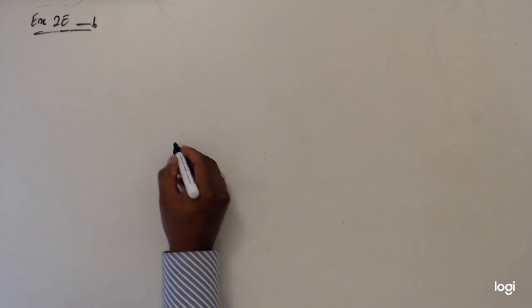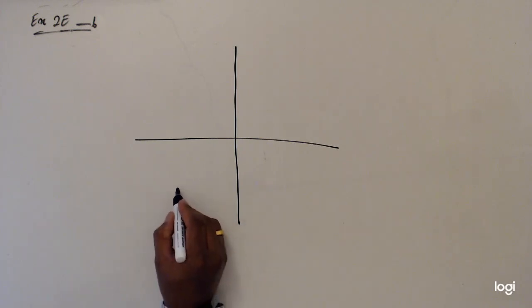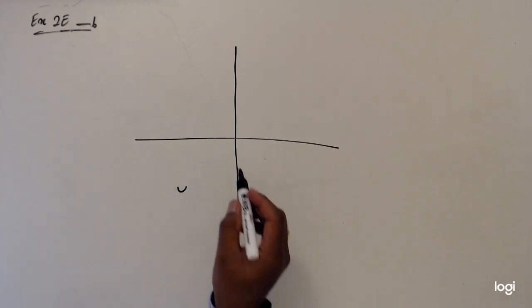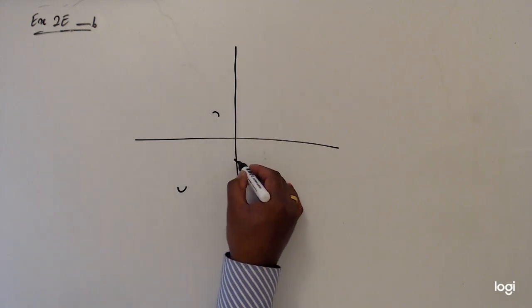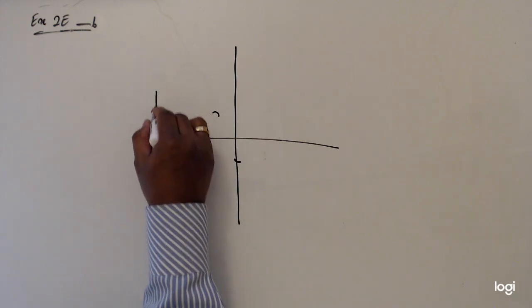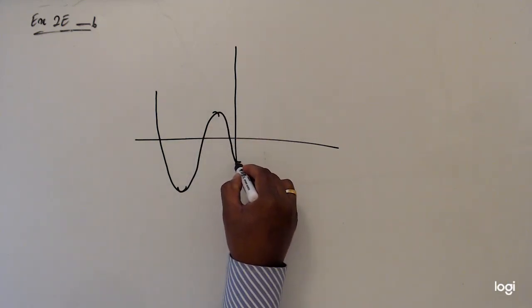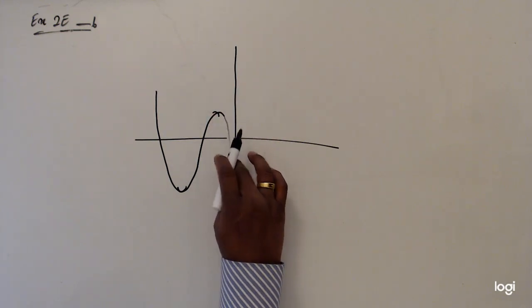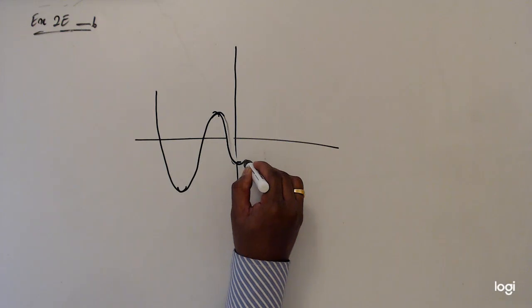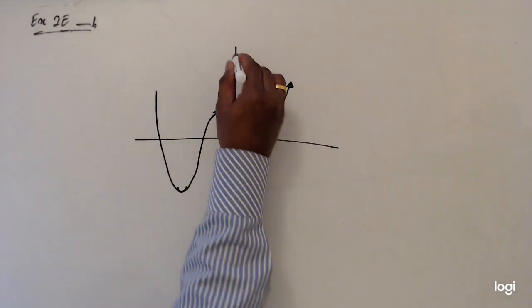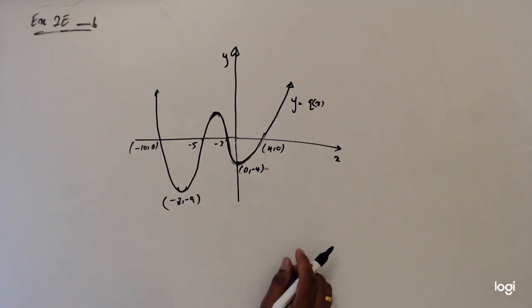Question number 6. We have somewhere here a change in point, and then here. So basically, this is the graph y equal qx.